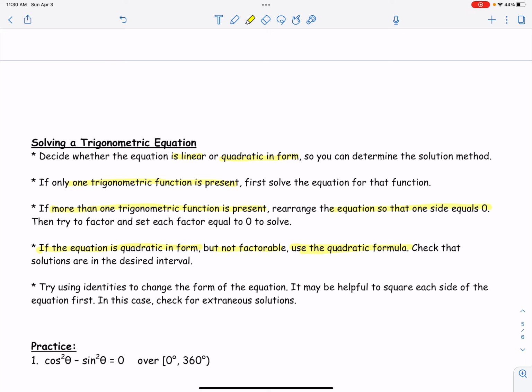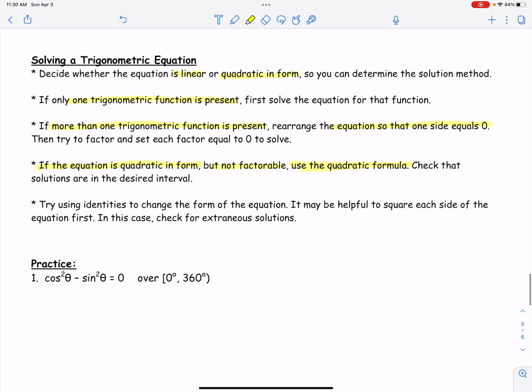That would still apply. If you're using the quadratic formula and it's not factorable, that probably means they're not unit circle angles, and you would need a calculator to finish solving. We'll do one of those maybe on another day.